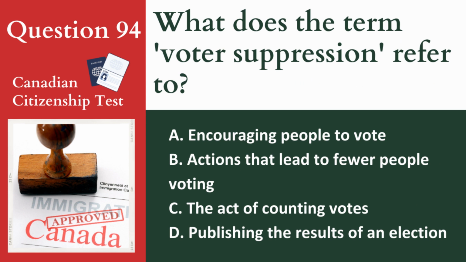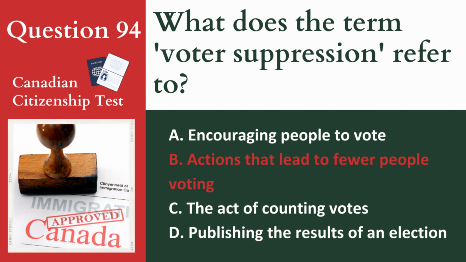Question 94. What does the term voter suppression refer to? A. Encouraging people to vote. B. Actions that lead to fewer people voting. C. The act of counting votes. D. Publishing the results of an election.